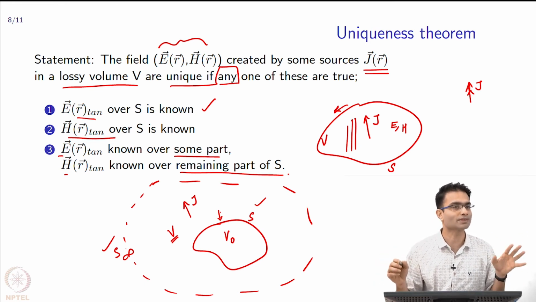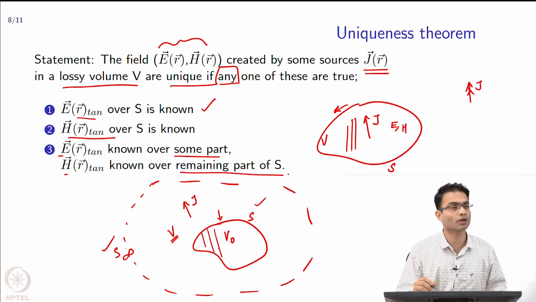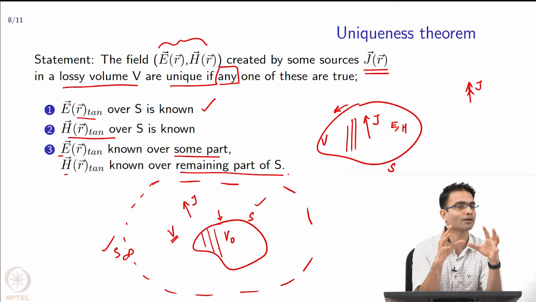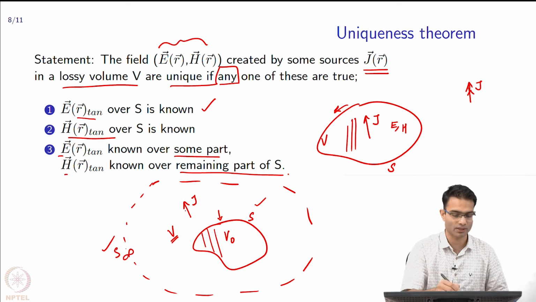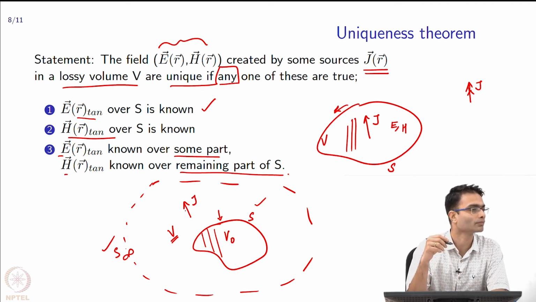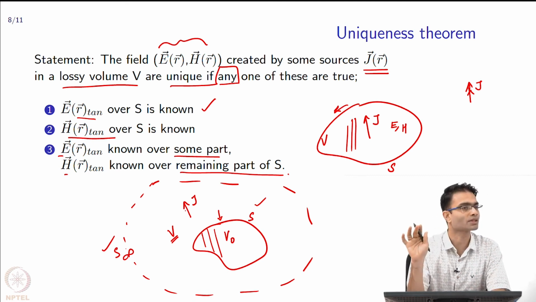So, a very simple example of this is if, for example, this volume V naught is a solid perfect metal. A perfect metal will have tangential E field equal to 0, right. So, once I have such a situation, I know that the fields in this volume V will be unique. Okay, that is just a simple example. All right. So, is this uniqueness theorem clear?